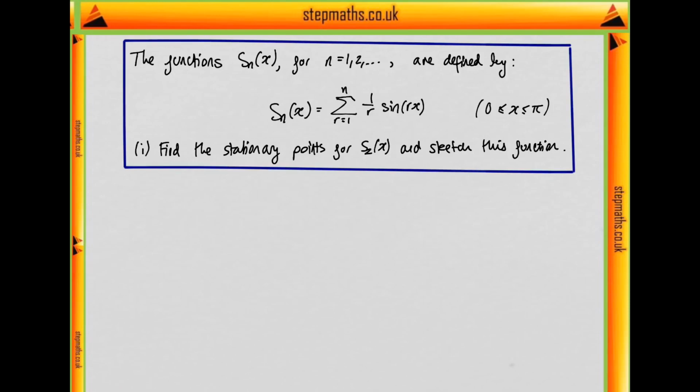We define the functions S_n of x for n equals 1, 2, and so on by this expression here. For part 1, we are asked to find the stationary points for S_2 of x and to sketch this function. Give this a go yourself now, and when you're ready, return to the video.